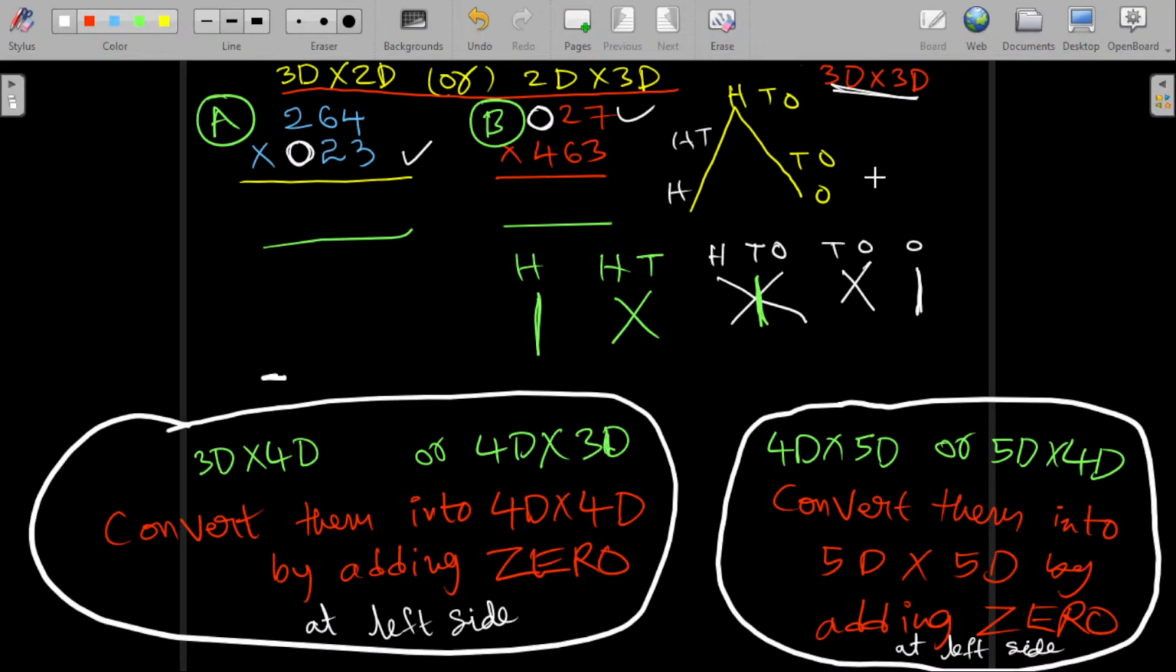Okay, only Poonam Das and Suresh. Okay, this is the method to convert 3D into 2D or 2D into 3D into 3D into 3D, and 3D into 4D or 4D into 3D into 4D into 4D, 4D into 5D or 5D into 4D into 5D into 5D. This is the method. Okay.